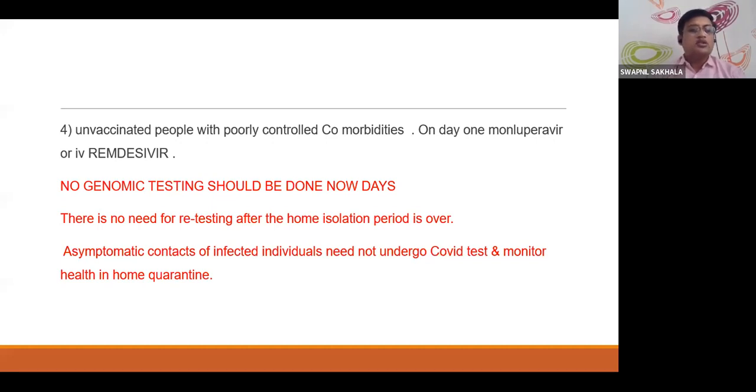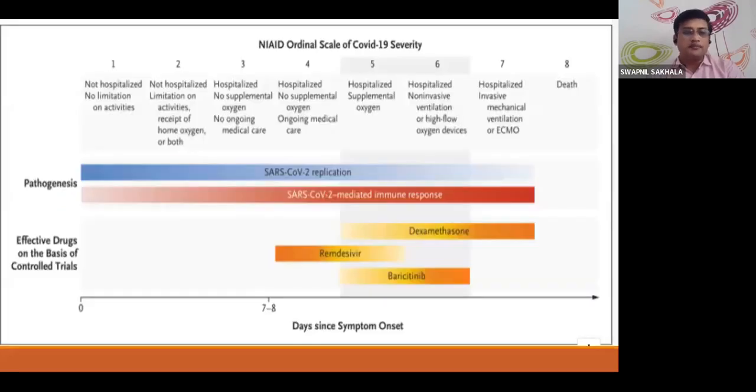As sir has mentioned, no genomic testing should be done, but looking at the current scenario, only the Omicron variant is available, and it is affecting only the upper respiratory tract. So with comorbidities, molnupiravir; if the fever is persistent, promote them for remdesivir. This is the nutshell of the treatment so far. There is no retesting advice after the home isolation period is over. And sir has mentioned that asymptomatic contacts should not be tested for COVID. They should be promoted for home quarantine.